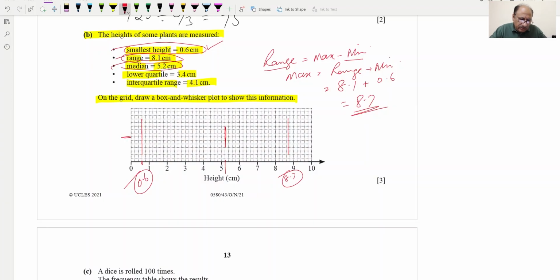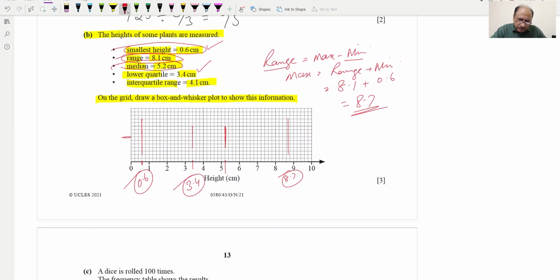Then the interquartile range is 3.4, and the lower quartile, the first lower quartile, is 3.4. So 3.4 will be this one. We can take this indication, and from this point to this one will be the lower quartile.